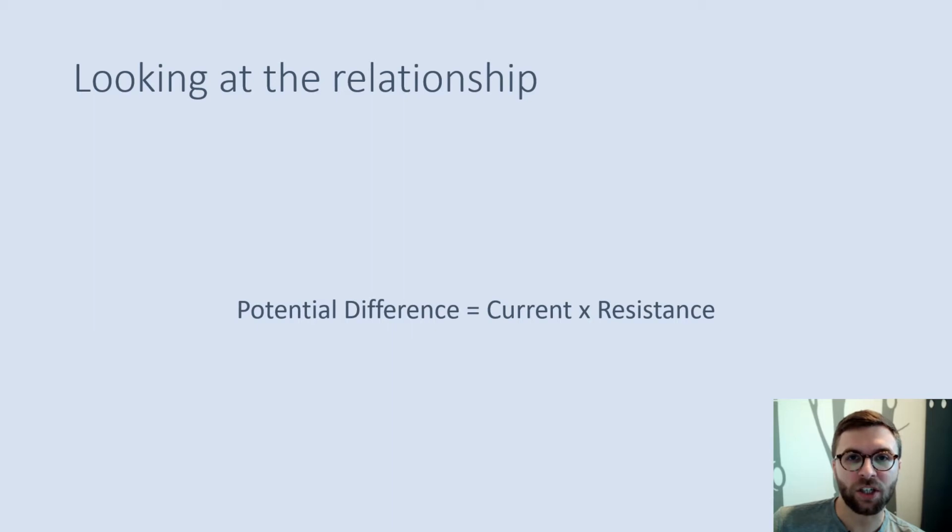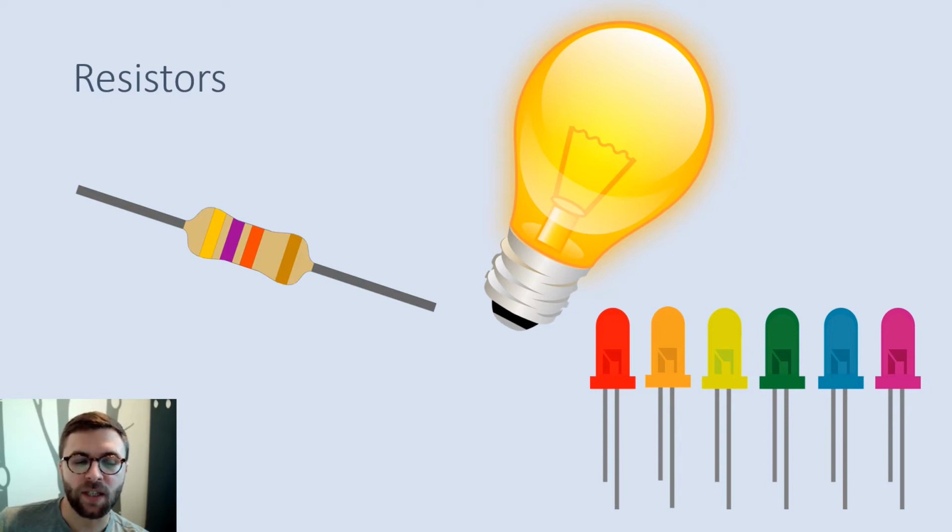Looking at this equation, we can start to see the relationship between the potential difference, the current and the resistance. If we make the resistance bigger by making it harder for the charge to flow, then the current is going to decrease, assuming that the potential difference stays the same. Now let's look at the relationship in some circuit components. We're going to be looking at the relationship in fixed resistors, lamps and diodes.